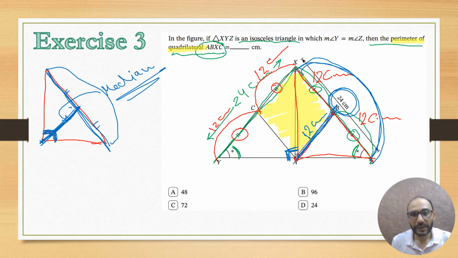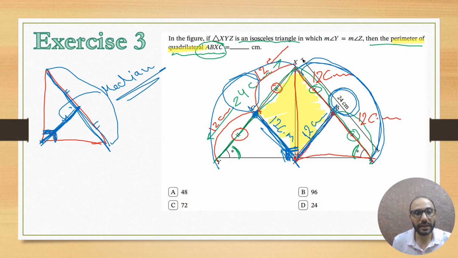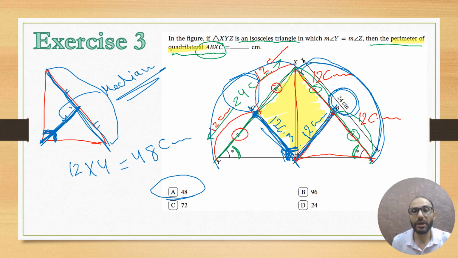Similarly, on the left hand side, AC is drawn from a right angle to the midpoint of the opposite side. It is a median and its length is half the length of the hypotenuse, which is also 24, and that means this side AC is 12 centimeters. Now, in the quadrilateral XBAC, the four sides are equal in length and each one of them equals 12 centimeters. Then 12 plus 12 plus 12 plus 12 equals 48 centimeters, which is the perimeter of the quadrilateral. Then the correct answer is 48.